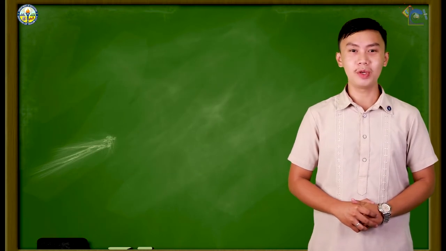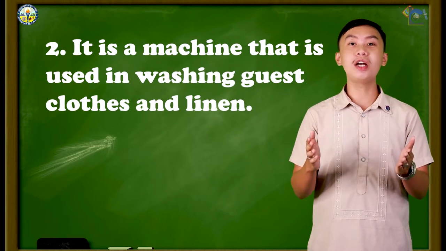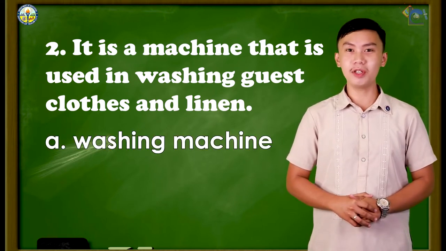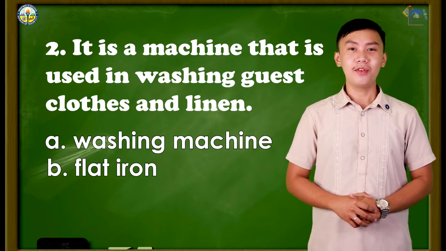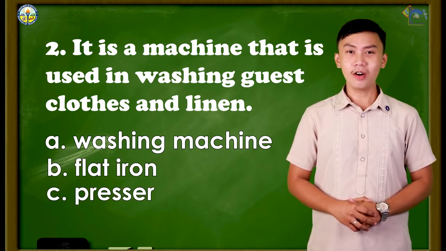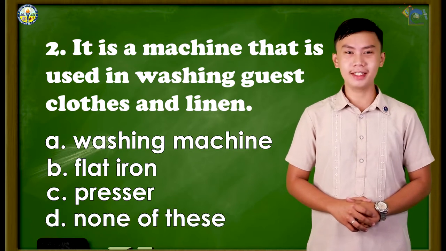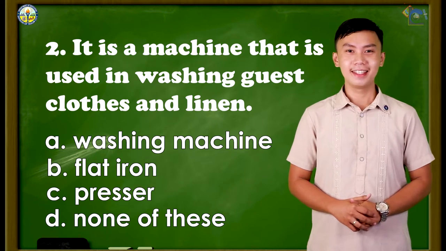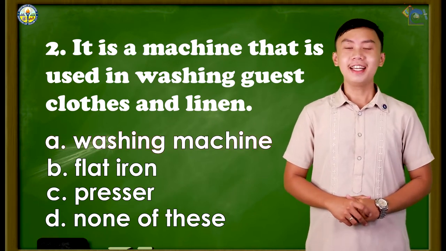Question number 2. A machine that is used in washing guest clothes and linen. Letter A, washing machine. Letter B, flat iron. Letter C, presser, or letter D, none of this. And the correct answer is letter A.